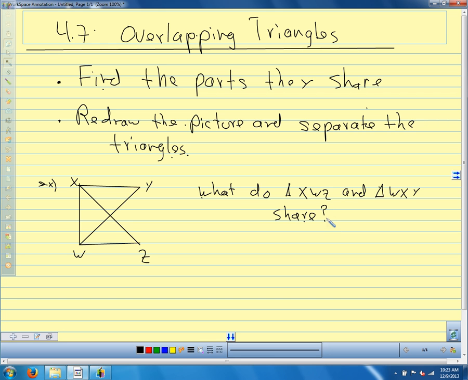If you have highlighters, it can be helpful to highlight. So XWZ is this triangle, and we're looking at what it shares with triangle WXY. So what part do they share? Segment XW.